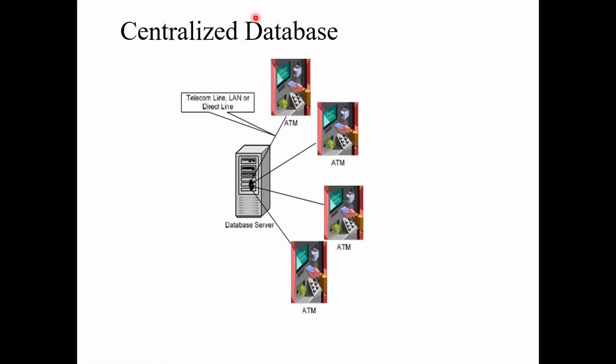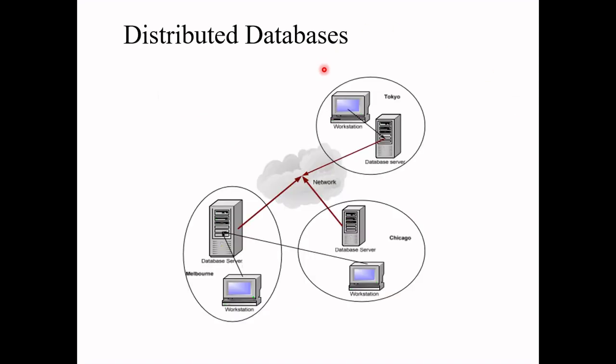See here, we have a centralized database, that is a database server, and different ATMs are connected with that centralized database. So from anywhere we can access the money, and our data is stored at one server, that is the database server. There is no need to store our information in every ATM. So this is the example of a centralized database.